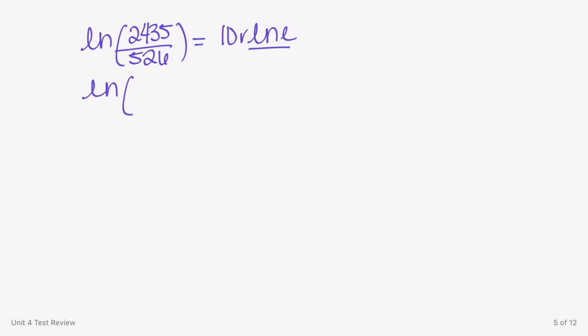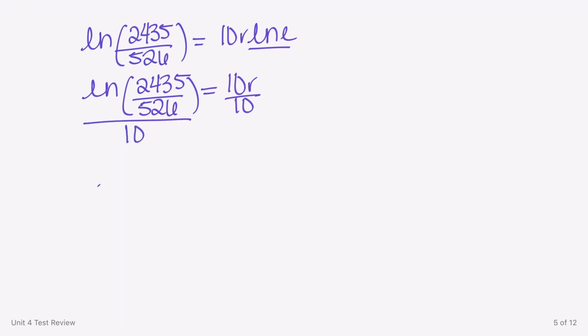So I have the natural log of 2435 over 526 equals 10r natural log of e. Well, the natural log of e is just 1, okay? So this tells me that the natural log of 2435 over 526 equals 10r. And then now to solve for r, we're going to divide both sides by 10. So I can just put all of this over 10. So that means that r is the natural log of 2435 over 526, and that's all divided by 10.